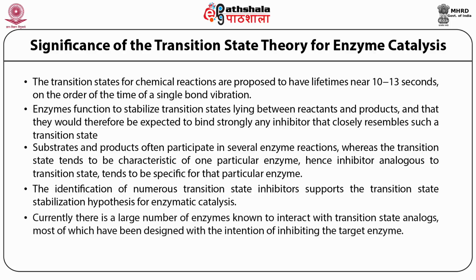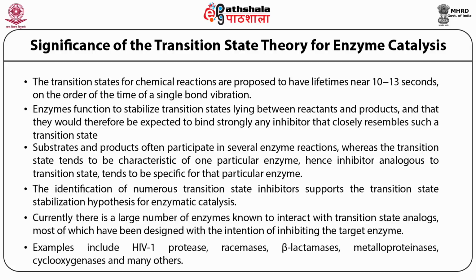Currently, a number of enzymes are known to interact with transition state analogs, most of which have been designed with the intention of inhibiting the target enzyme. Such examples include HIV proteases, racemases, beta-lactamases, metalloproteases, cyclooxygenases, and many other examples for which we have transition state analogs.